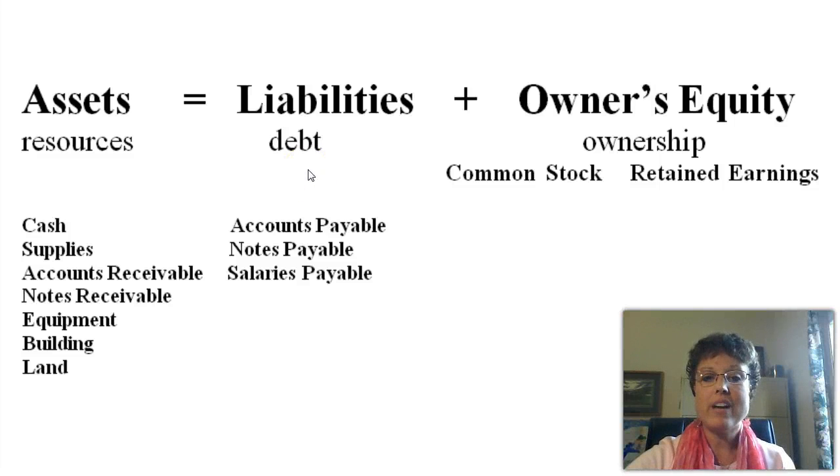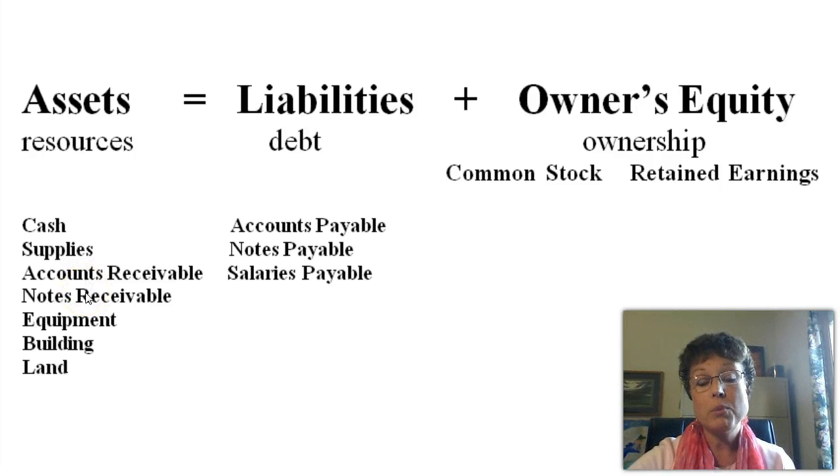The foundation of accounting is a very simple equation. Assets equals liabilities plus owner's equity. The left side of the equation shows what a company has, its assets or resources, from cash to equipment to land. Also included would be accounts receivable, money that someone owes us that we will receive in the future.